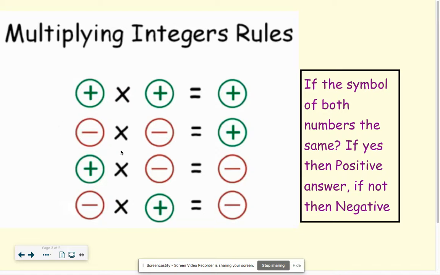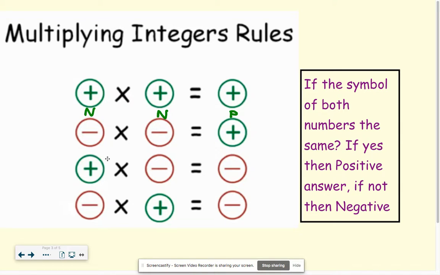Now, this is where it's tricky. Just like when we were subtracting integers, if we had two negatives near each other, it made a positive. Well, in this case, if I have a negative and a negative that I multiply, it actually turns into a positive answer. So that's probably the one that will trip up the most people. They'll see these negatives and think they should have a negative answer. But in truth, if you have a negative and a negative, you're going to end up with a positive answer.